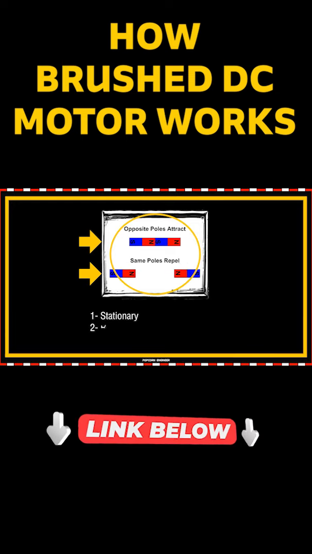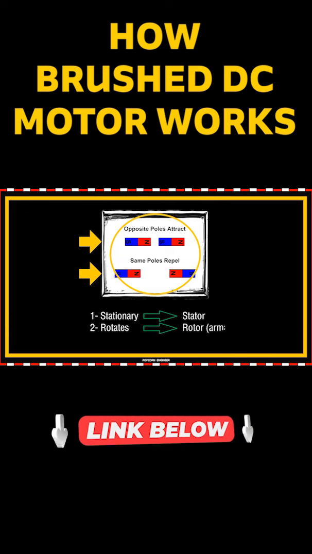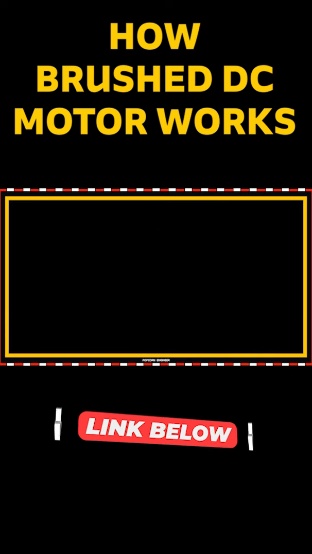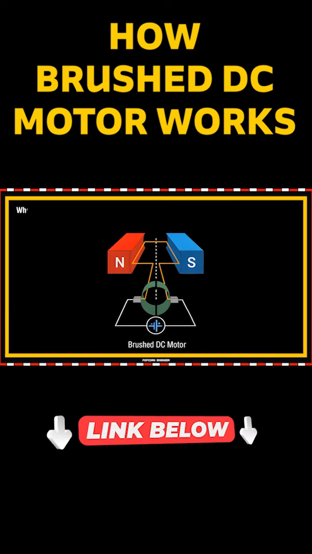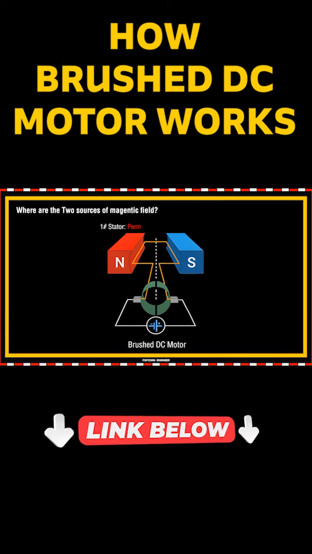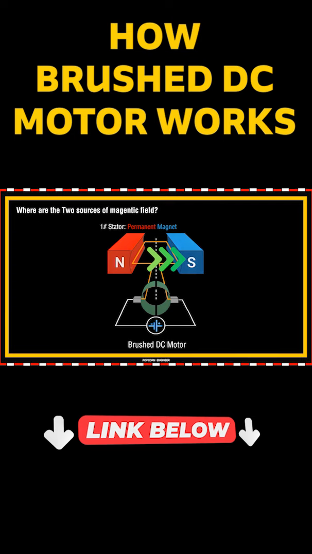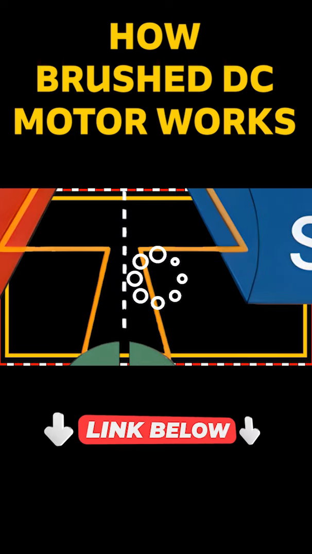One remains stationary while the other rotates. The stationary part is called the stator, and the other part is called the rotor or armature. Let's have a look at the brushed DC motor structure and point out where these two sources of magnetic field are. The first source of magnetic field results from the permanent magnet, represented by the north and south poles, and that's the fixed source, the stator. And the second source of the magnetic field results from the wire carrying current.